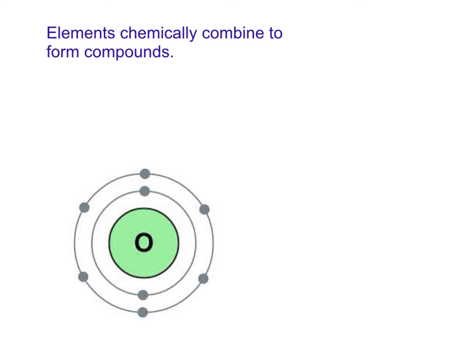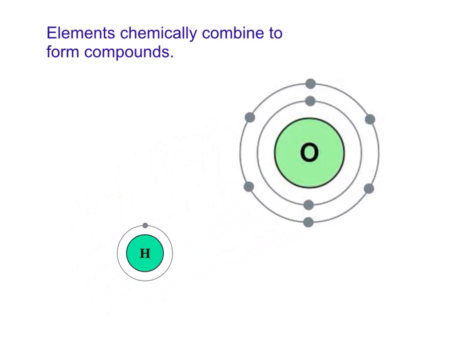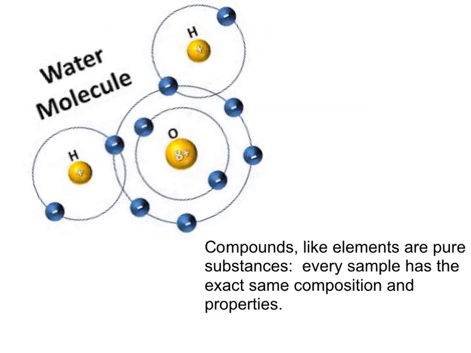So we can take an oxygen atom and bond a couple of hydrogen atoms to it, and they're going to form a compound, which we know is H2O, or water. Now, it is possible to break a compound down into its respective elements. In this instance, I can take water and break it back down into oxygen gas and hydrogen gas. But it takes a lot of effort to do that, since these atoms are now chemically bonded together to form a compound. Now, just like elements are pure substances, compounds are also pure substances. Every sample is going to have the exact same composition and properties.